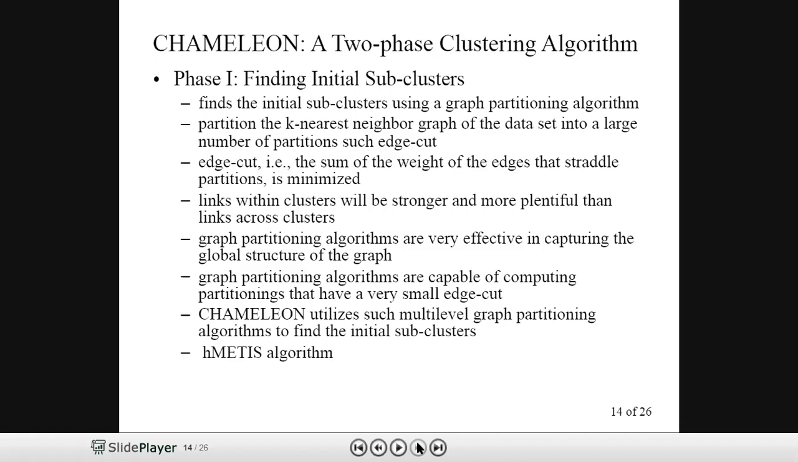Graph partitioning algorithms are very effective in capturing the global structure of the graph. They are capable of computing partitions that have a very small edge cut. And for this, we use the hMETIS algorithm.